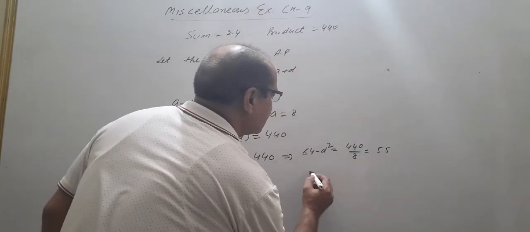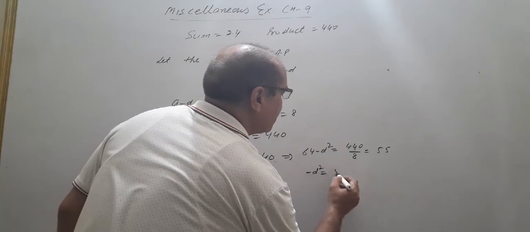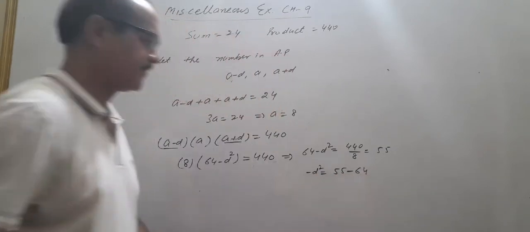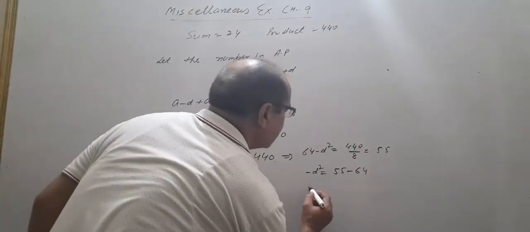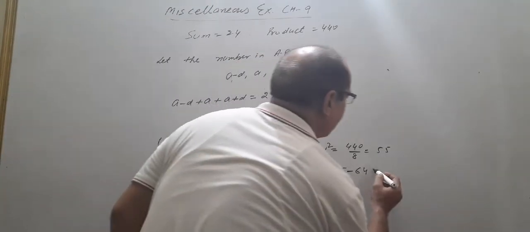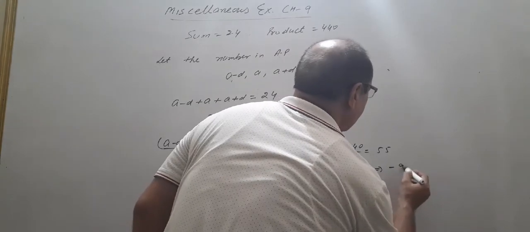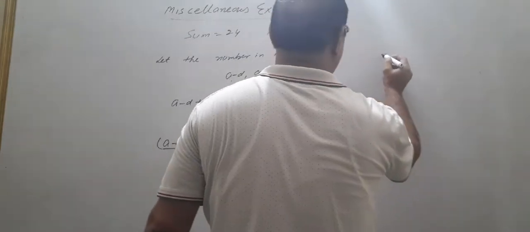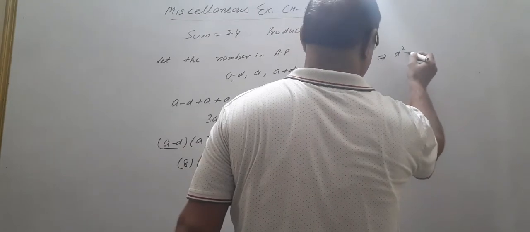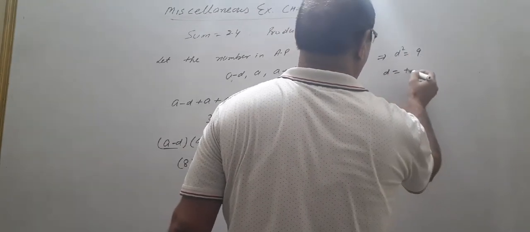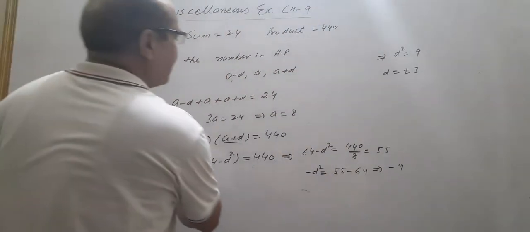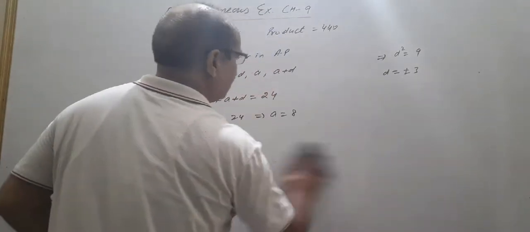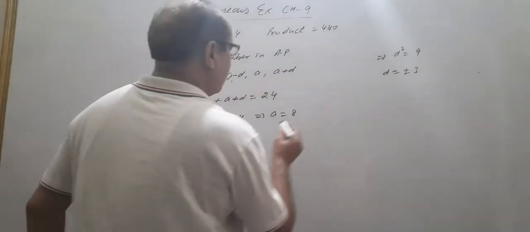So therefore minus d square becomes 55 minus 64, that is minus 9, and on solving this, d square is equal to 9. What is d? That is equal to plus minus 3. The minus and minus cancel. Then after getting the values of a and d, we can find the numbers.